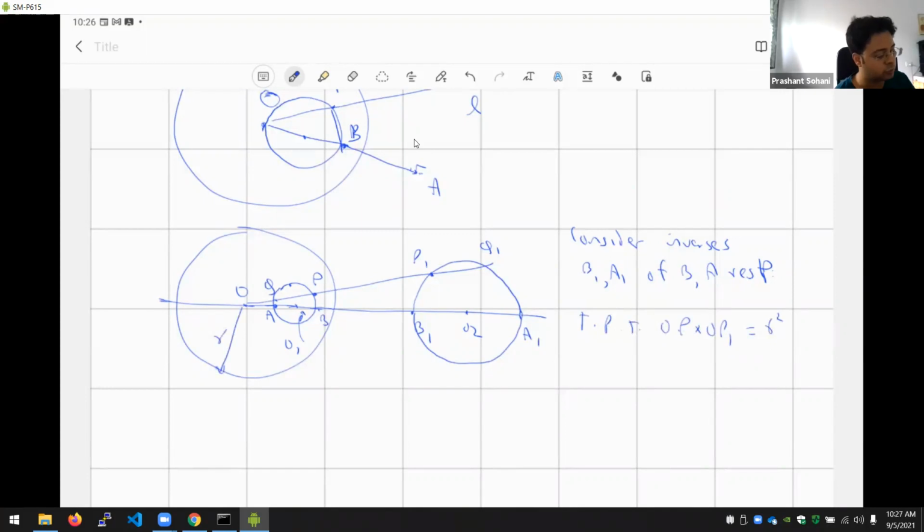What is given to us is how we constructed P1 in the first place. We took the circle with diameter A1 B1, where A and A1 are themselves inverses. So basically what is given to us is that because A and A1 are inverses, OA into OA1 is equal to R square. This is what we have available to us, and with this we have to prove this.